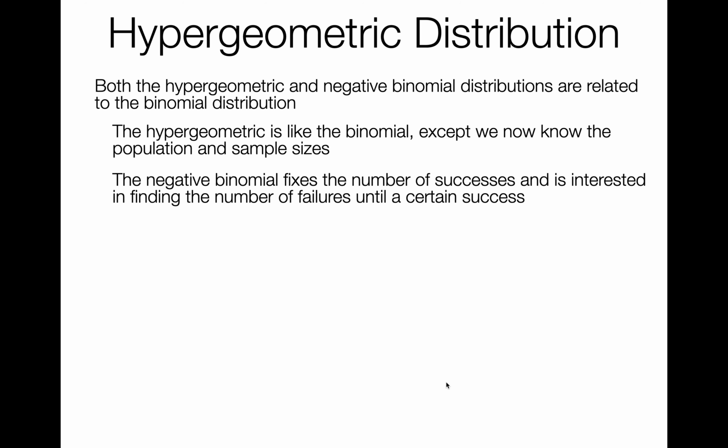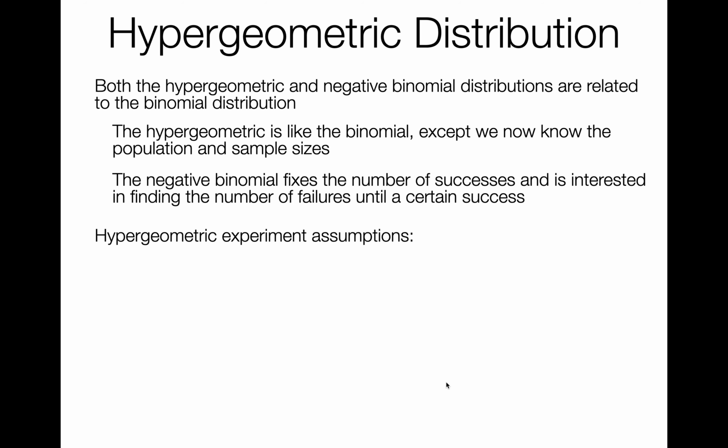For the negative binomial distribution, instead of looking at the number of successes out of n trials, we are looking at essentially how many failures until a certain success. So instead of how many successes out of n trials, we're looking at the number of failures until the rth success. That's what I'm trying to say in that sentence right there.